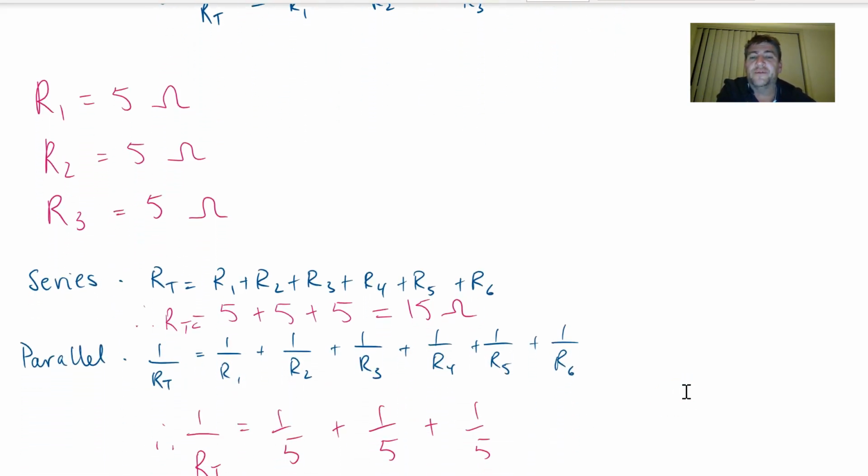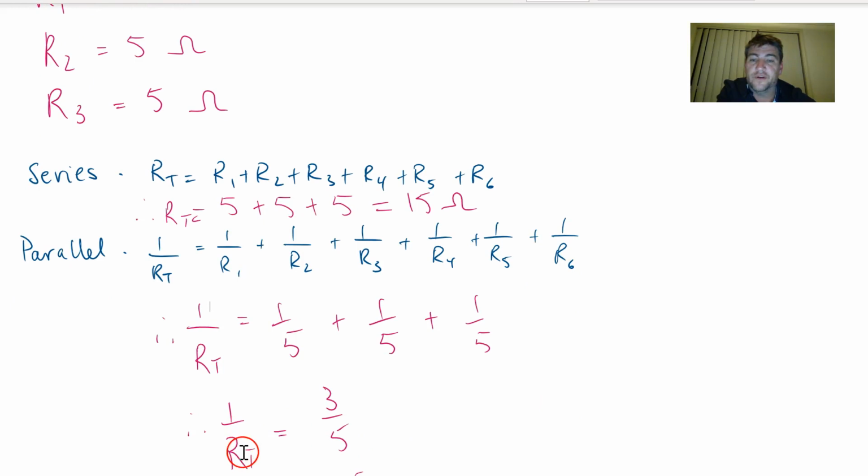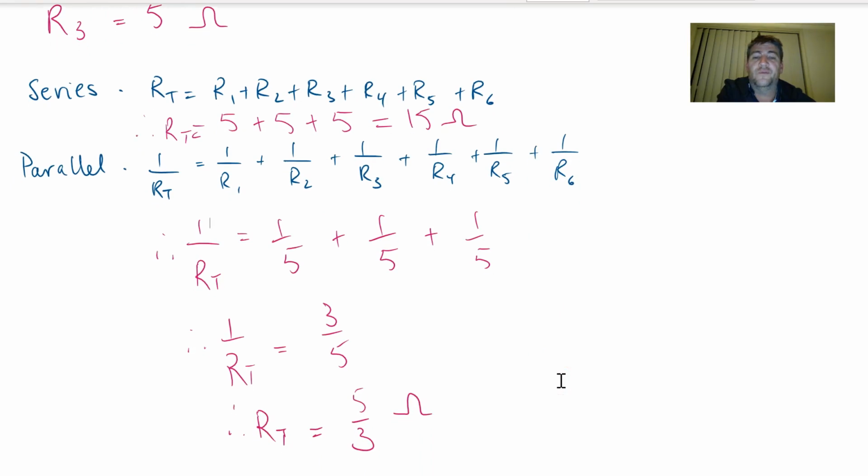If we're adding them up in parallel though, we go like this. 1 over the total resistance is 1 over 5 plus 1 over 5 plus 1 over 5. So these are the resistors. We add that all together and we get 1 over the total resistance is 3 over 5. So 1, 2, 3 over 5, which means that when we flip it upside down, the total resistance here is 5 over 3. So if we connect them in series, 15 ohms. If we connect them in parallel, 1.67 ohms, I think it is. So you can see that the resistance here is a lot higher because the electricity's got no choice but to go through everything. The resistance here is a lot lower because the electricity's got some options.